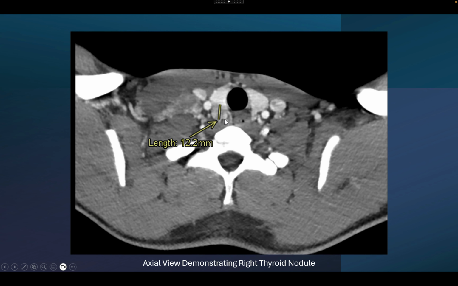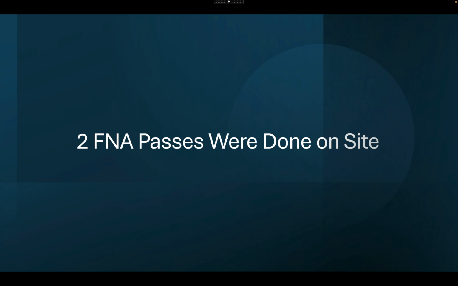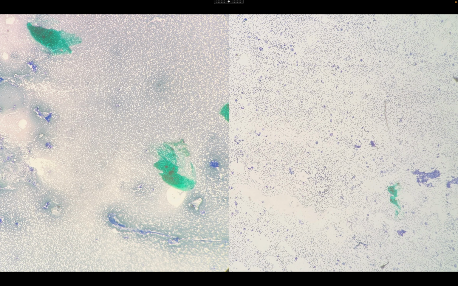This is the axial view of the right thyroid nodule measuring 12.2 millimeters, and just inferior to that, you can see that mentioned 8.5 millimeter calcified nodule. I was at adequacy, and 2 FNA passes were done on site of the supraclavicular lesion. And I remember seeing it was scantly, mildly cellular.